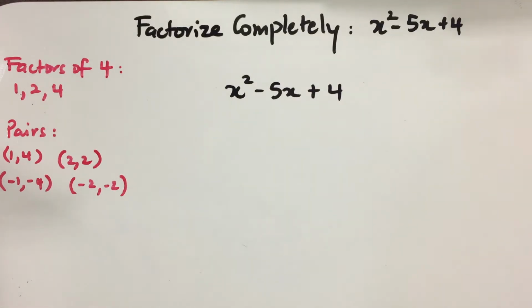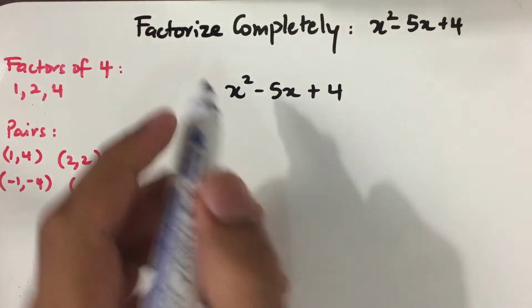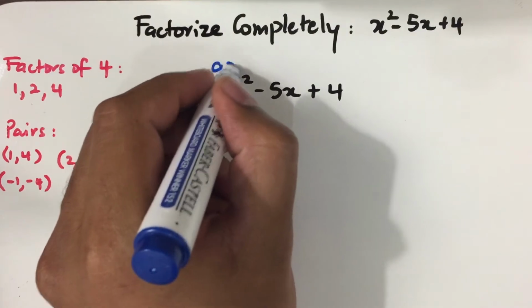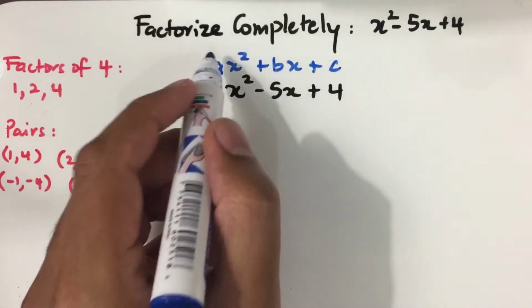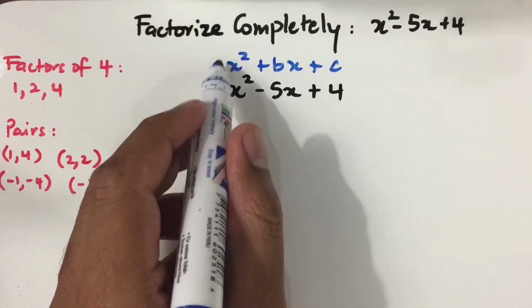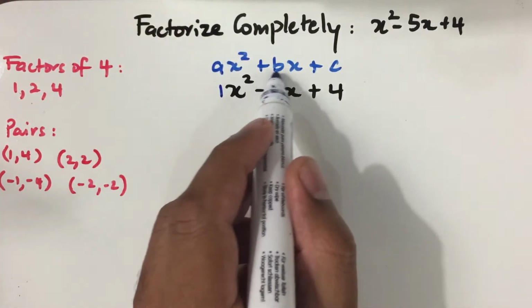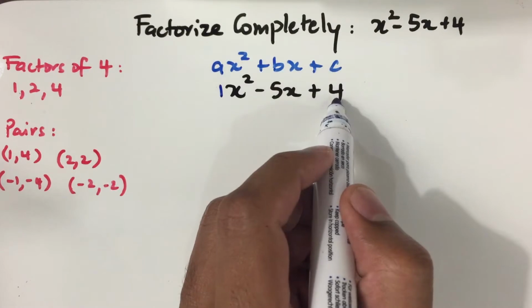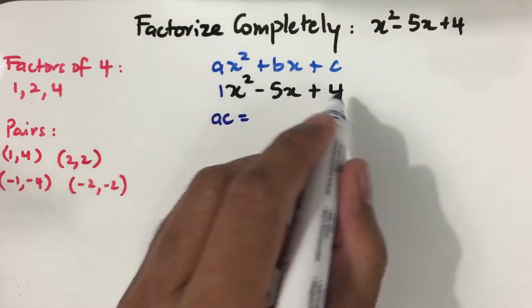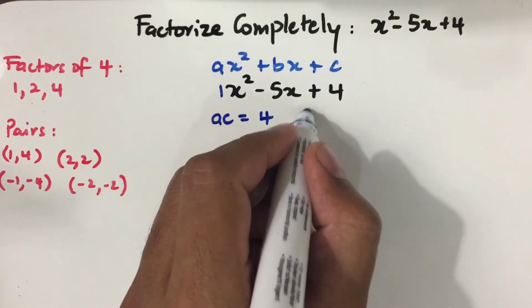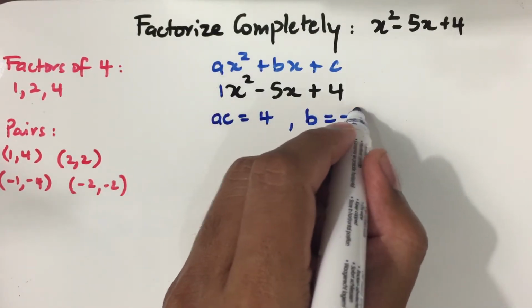Factorize completely x squared minus 5x plus 4. So we have here a quadratic expression which is of the form ax squared plus bx plus c, where a is equal to 1, b is equal to minus 5, and c is equal to 4. So then a times c is equal to 4, and we know b is equal to minus 5.